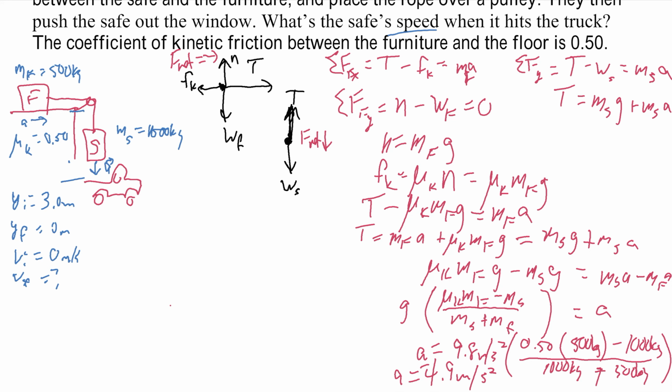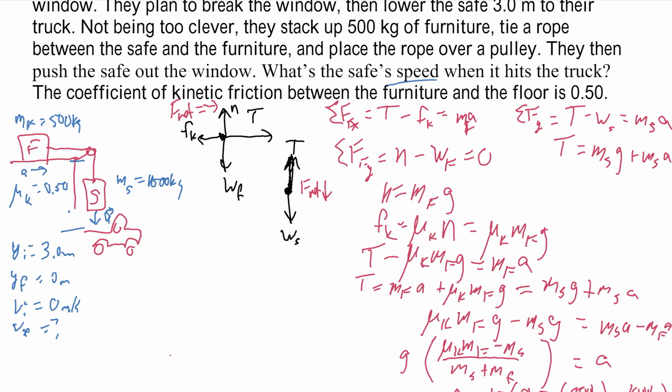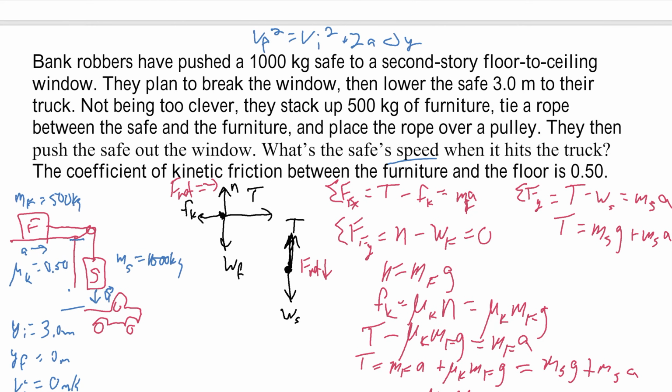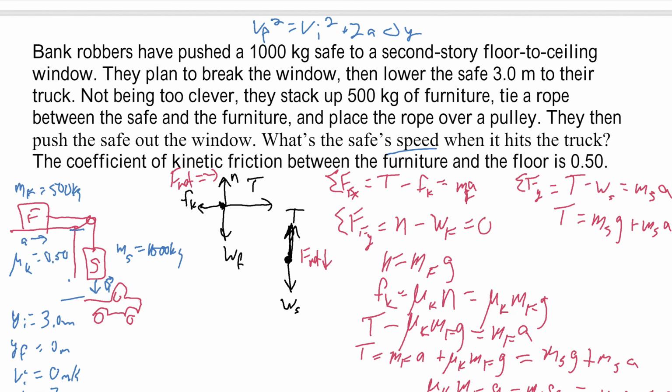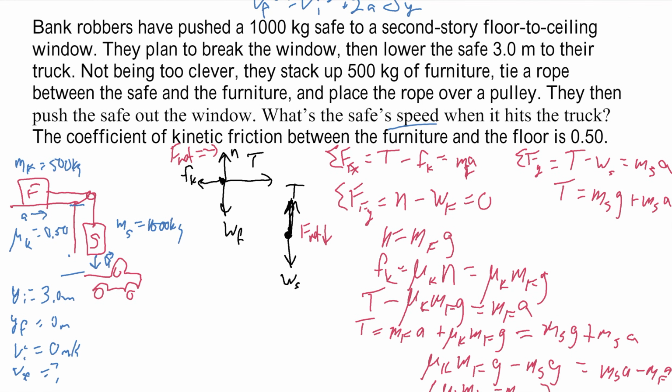So, all we have is our acceleration here, and now that we have that, we can go back to this formula that we were talking about yesterday at the top. Vf squared equals vi squared plus 2a delta y. We know the initial velocity. We don't know the final velocity. That's what we're looking for. We know the acceleration now, and we know the delta y. So we can plug everything in.